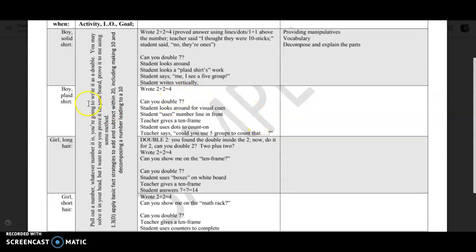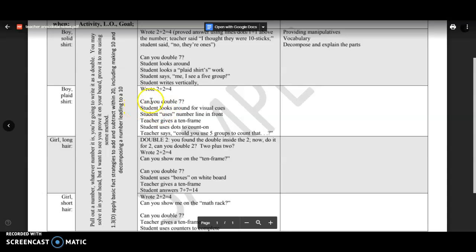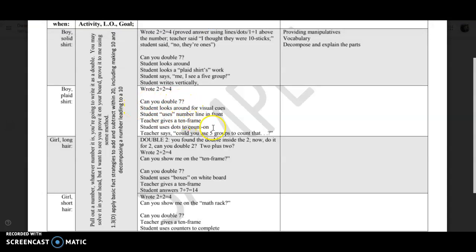And so going forward with the boy in the plaid shirt, can he double? He looks around, uses the number line in front, gives him a 10 frame. Many times he was counting with dots. Dots is a fast and easy way for kids to count, one of the basic, most fundamental ways to start. But it isn't the best way because it leads into a lot of areas of error. I can put dots on the paper and think I have 7 dots and 7 dots, and so when I count them up, maybe I count one twice, or don't count one at all, or leave one out. So he uses the 10 frame to get that done.